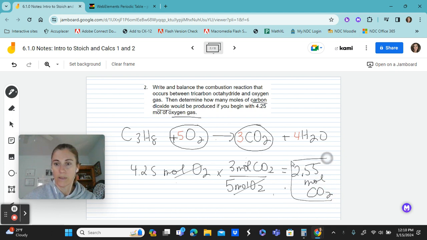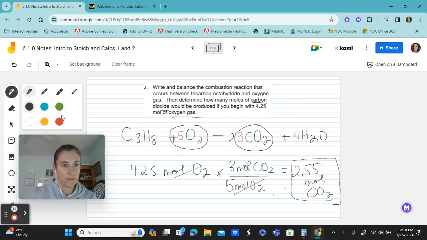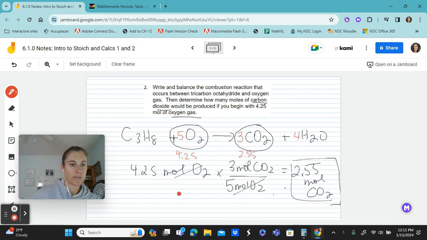Okay, and hopefully that makes sense if you stop for a second. All right, so in here we have a 5 to 3 ratio, 4.25 to 2.55. So that seems pretty logical, like proportional.